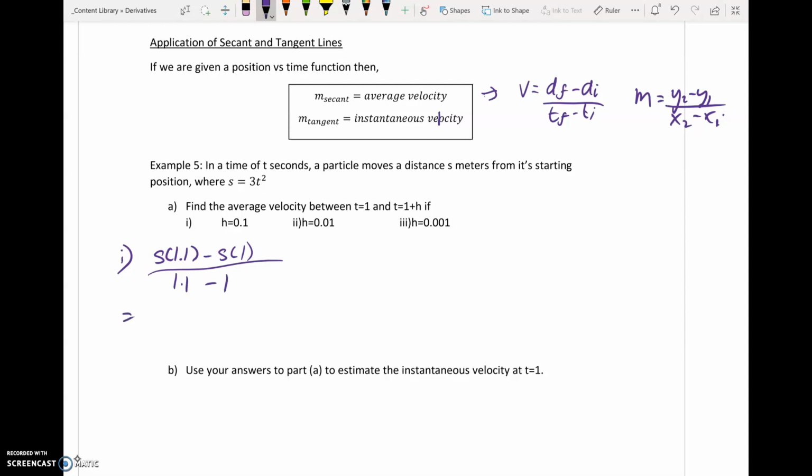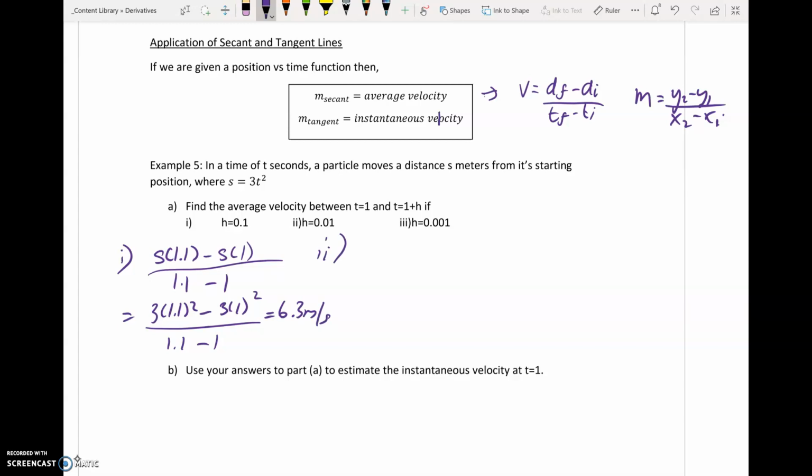And now I'm going to plug it into my s, which is 3t squared. So that's 3 times 1.1 squared minus 3 times 1 squared, all over 1.1 minus 1. If you do that calculation, it's going to be about 6.3 meters per second. Now we're going to do it for the next one.